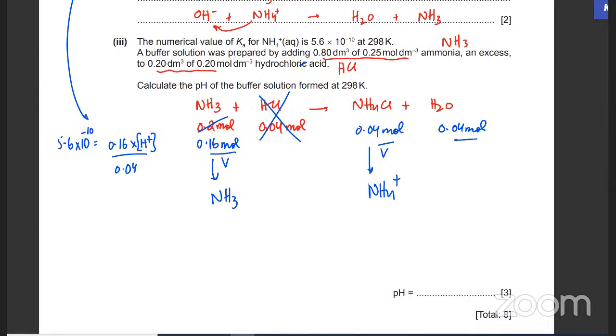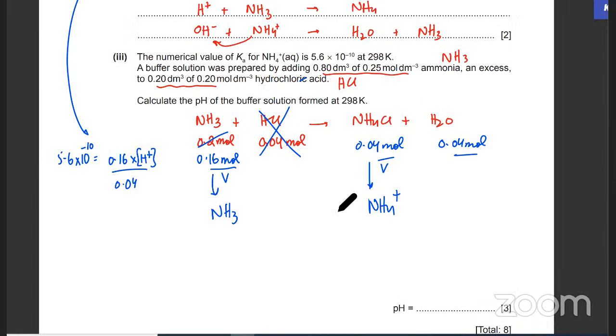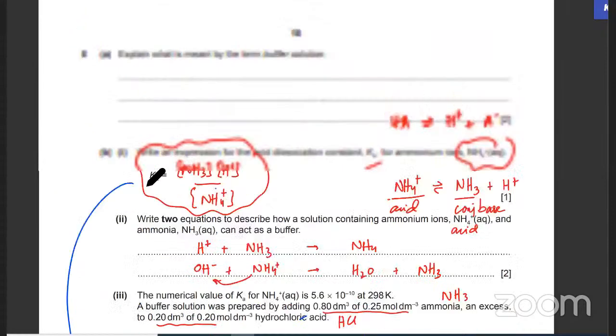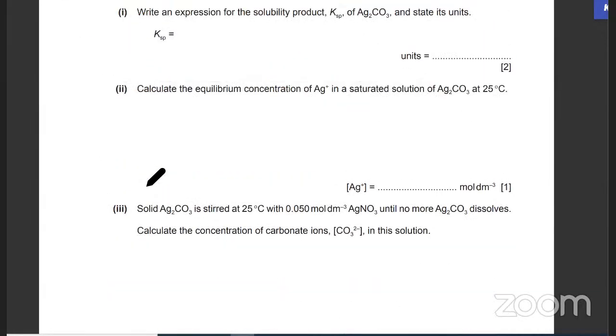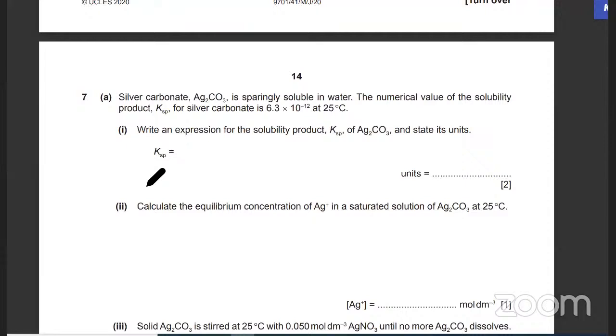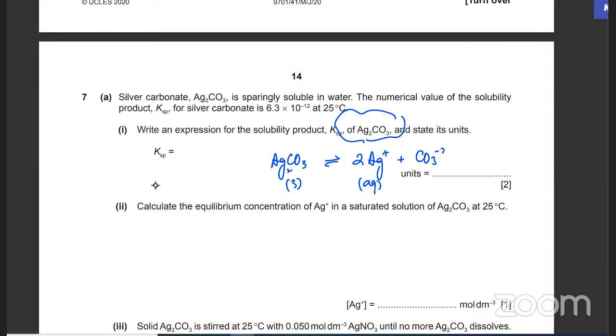Coming back to this, I think we're done with this. Just find minus log. Did we finish the question? We did. Let's do the previous one, which is about Ksp. So finding the units, what is Ksp? That you dissolve a solid salt and it turns aqueous. It's Ag2CO3. That's a solid. It's going to ionize. It's going to produce 2 silver ions, aqueous, and 1 carbonate ion, which is going to be aqueous.